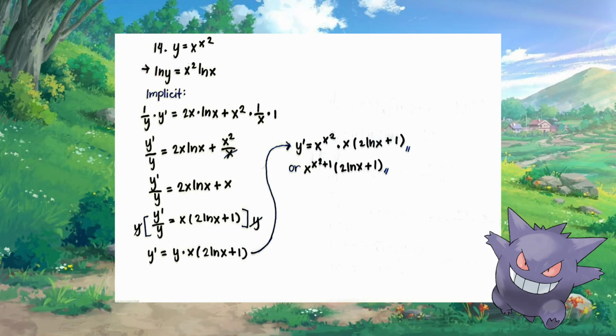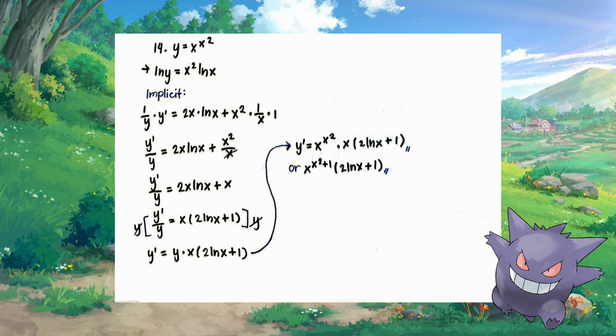For number 14, given is y is equals to x raised to x squared. Then power rule on logarithmic, we will just put the x squared on the left side of ln of x. And then utilizing the logarithmic differentiation, the equation will now become ln of y is equals to x squared times ln of x. And then proceed to implicit differentiation, we will get the derivative of both sides.